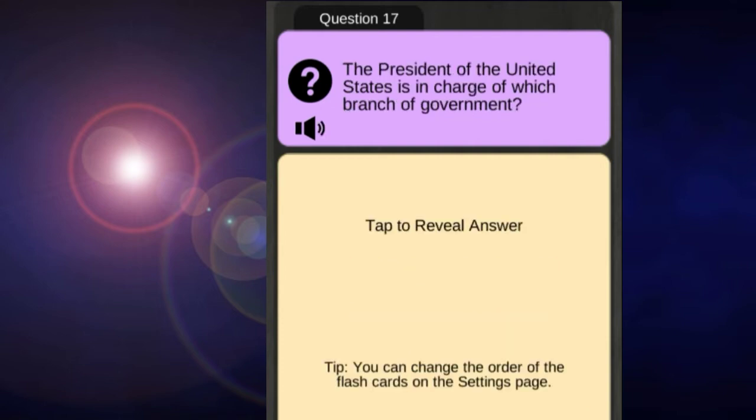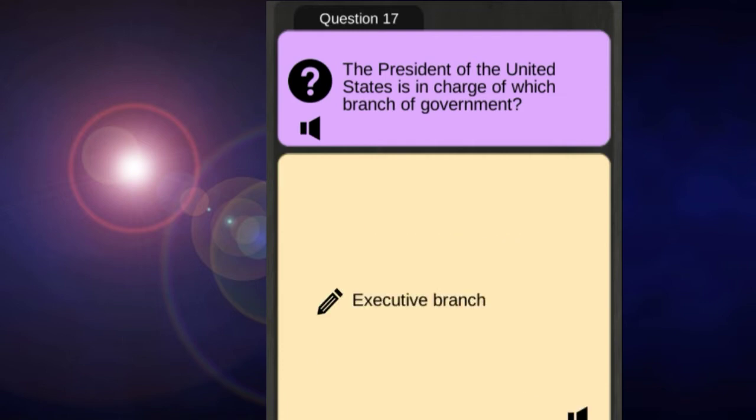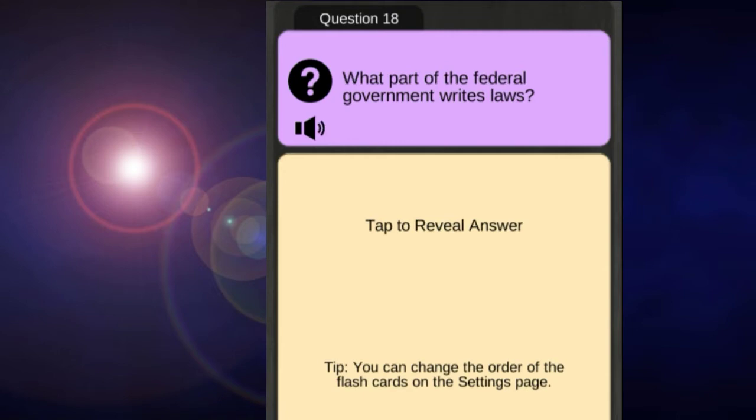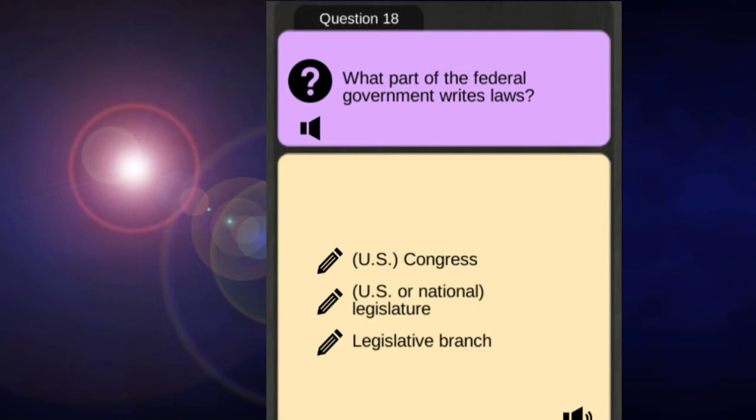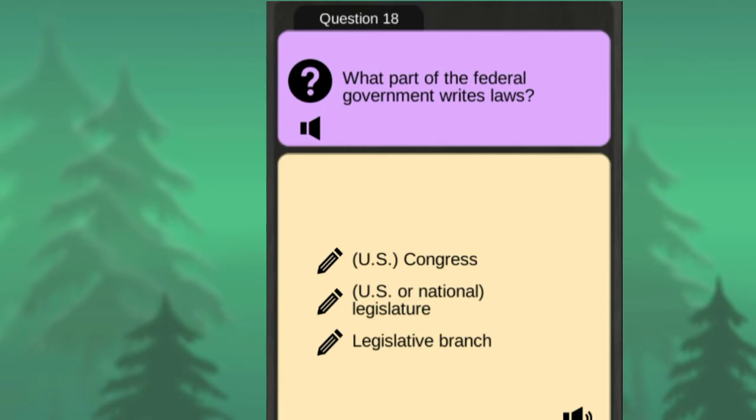The President of the United States is in charge of which branch of government? Executive branch. What part of the federal government writes laws? U.S. Congress. U.S. or national legislature. Legislative branch.